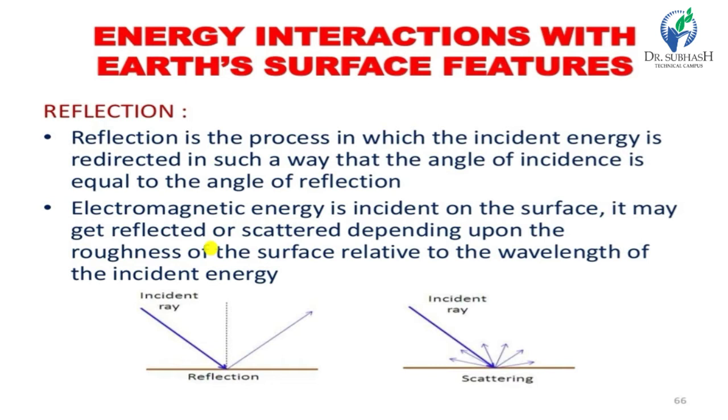So we have to identify what is the reflected energy and what is the scattered energy. It depends on the roughness of the surface, and also on the wavelength of the incident energy. If we impart light energy onto a mirror, it reflects at a definite angle. But if you impart light on a white wall, it scatters. That is the difference between reflection and scattering.